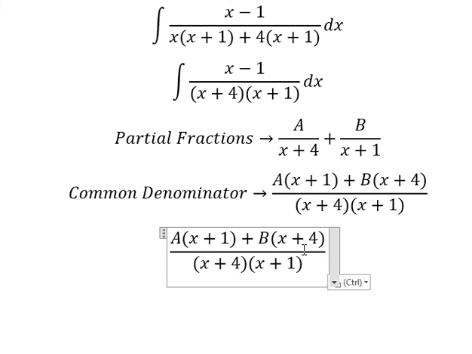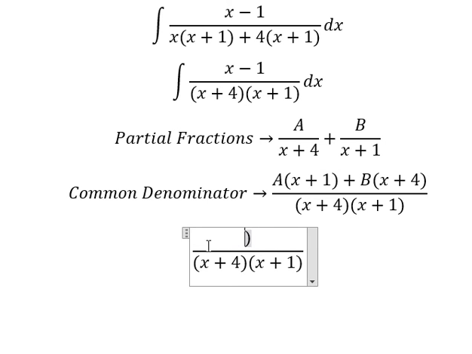Next, we need to arrange based on the terms of s. About s, we have A with s, B with s. About the numbers, we have 1 with A, 4 with B.